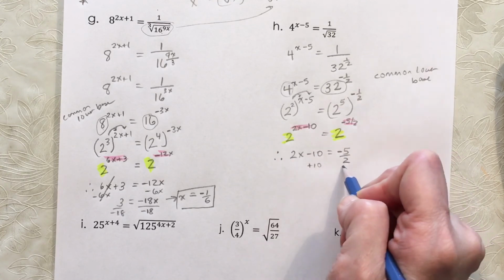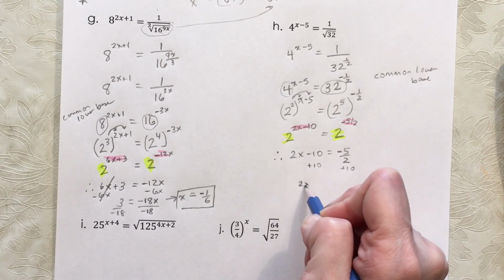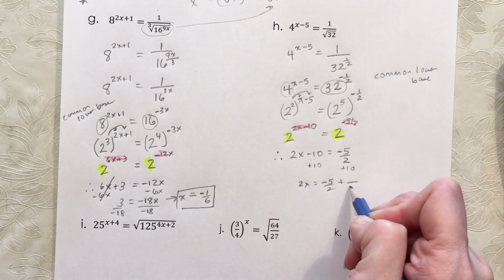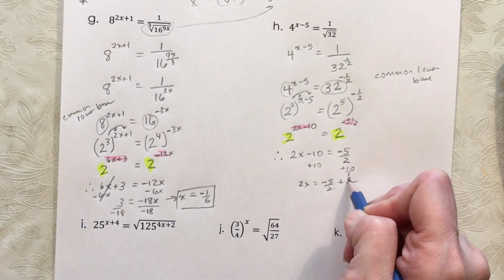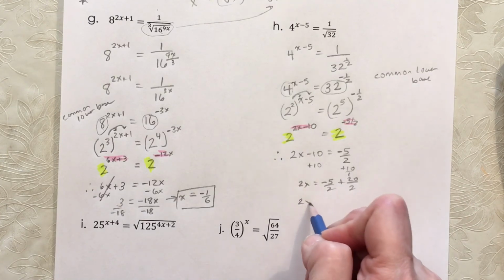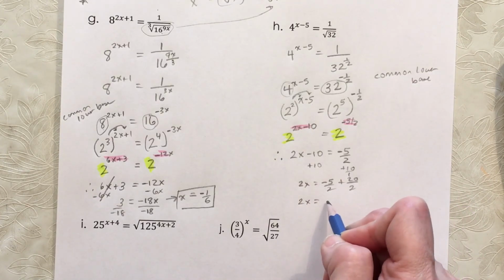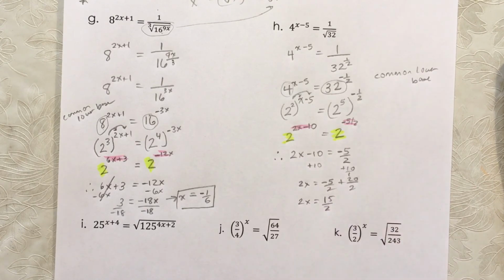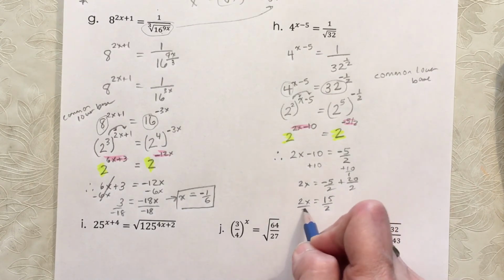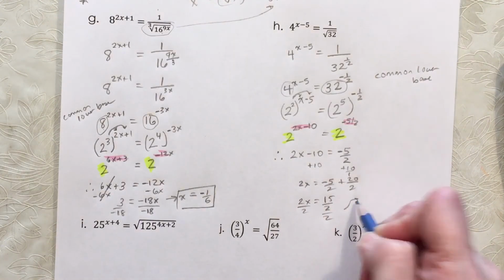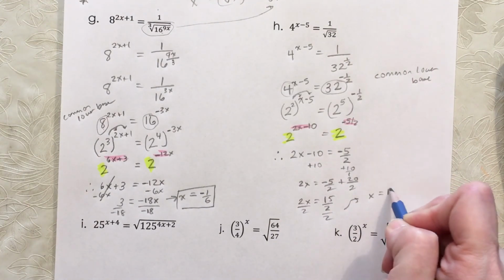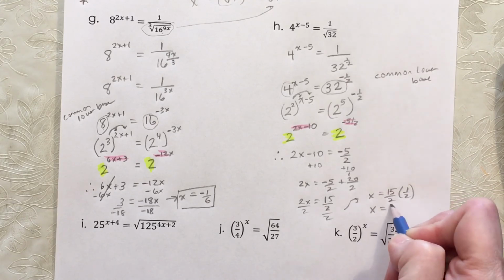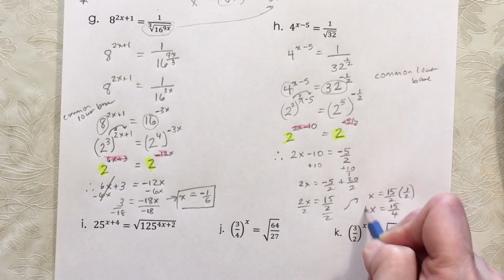Add 10. So if we add 10 with a common denominator of 2, that's going to be 20 over 2, which is going to give me negative 5 plus 20 is 15 over 2. That's 2x. So we need to divide both sides by 2, which is going to be 15 over 2 times 1/2, or 15 over 4.